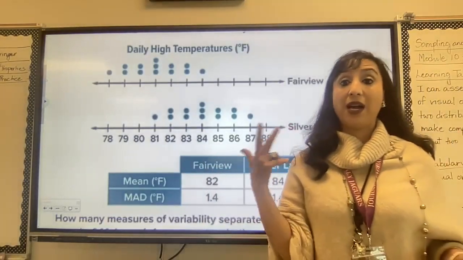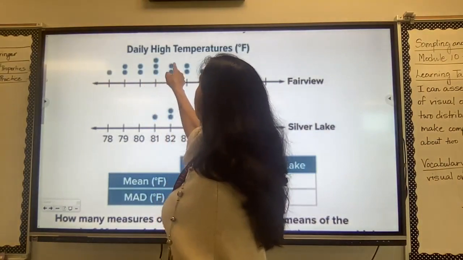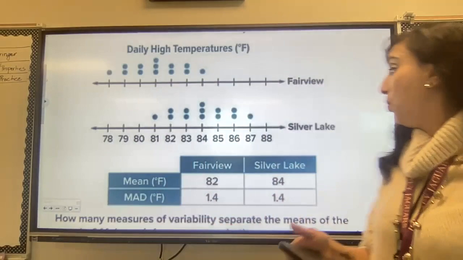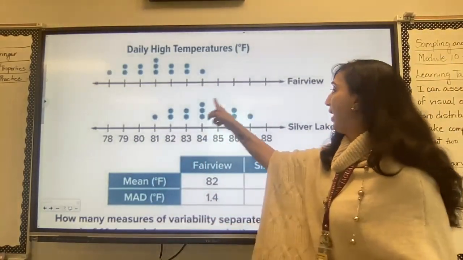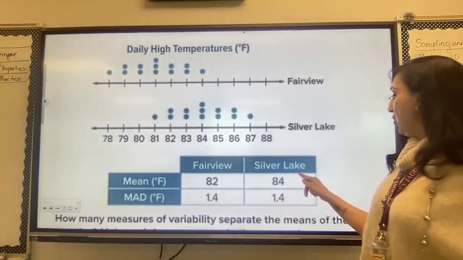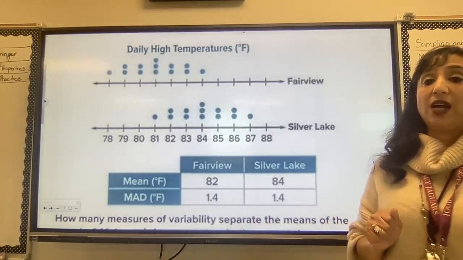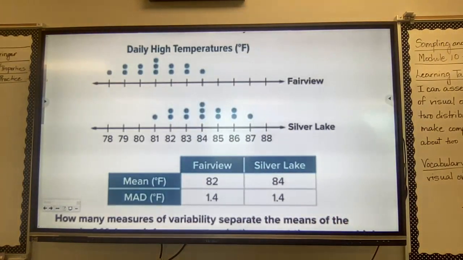And then we are dividing by how many items there are. There's 1, 2, 3, 4, 5, 6, 7, 8, 9, 10, 11, 12, 13, so dividing by 13. And that's how we are getting this mean of 82. And the same way, when we calculate this mean, we are going to get 84. And then the mean absolute deviation, when we are looking at the difference in the means, we are going to divide that by the mean absolute deviation.